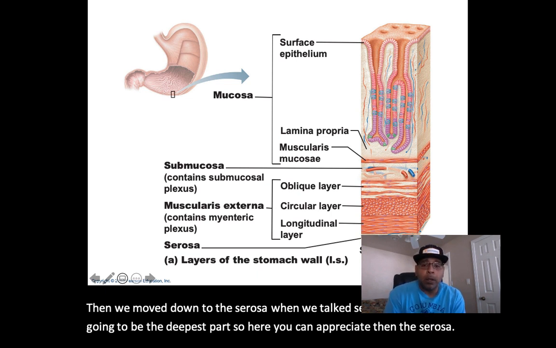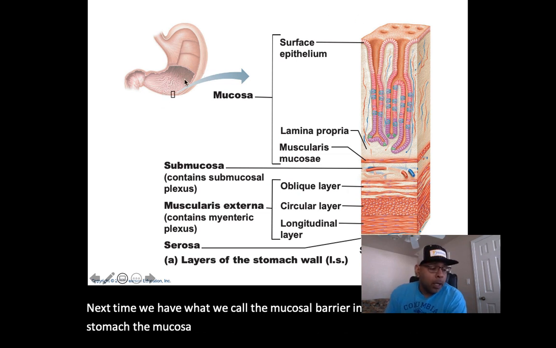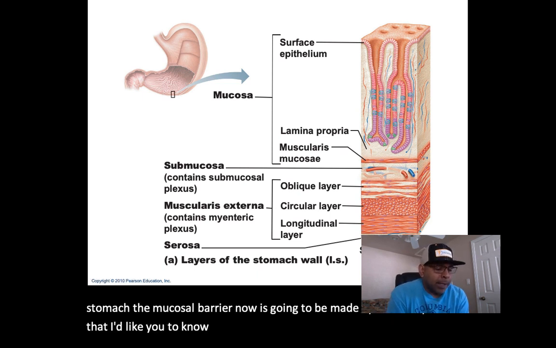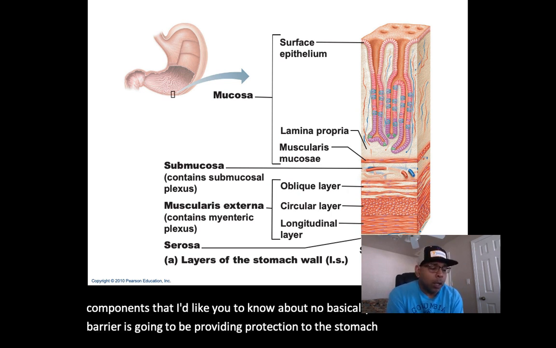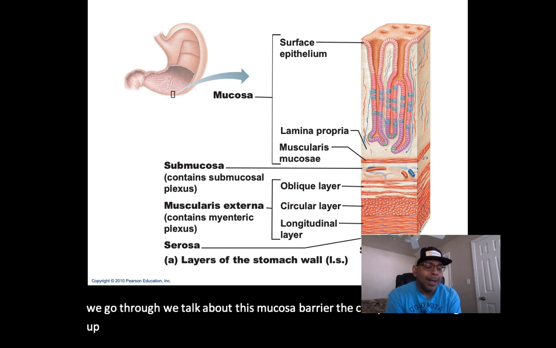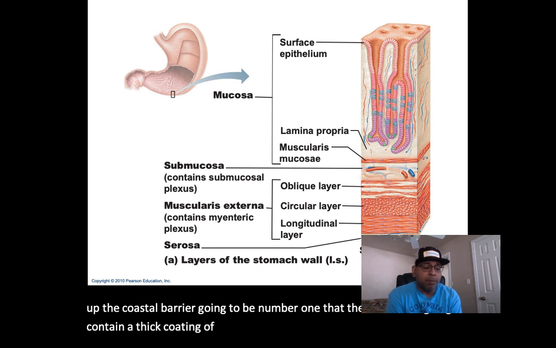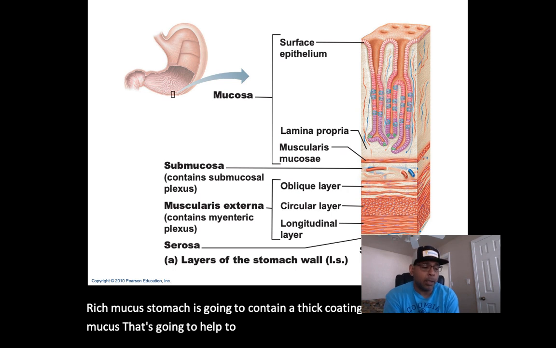Next, then we have what we call the mucosal barrier in relation to the stomach. The mucosal barrier now is going to be made up of three components that I'd like you to know about. Basically, this mucosal barrier is going to be providing protection to the stomach's wall. Number one, the stomach is going to contain a thick coating of bicarbonate-rich mucus. And that's going to help to battle the acidity that's going to be in there.